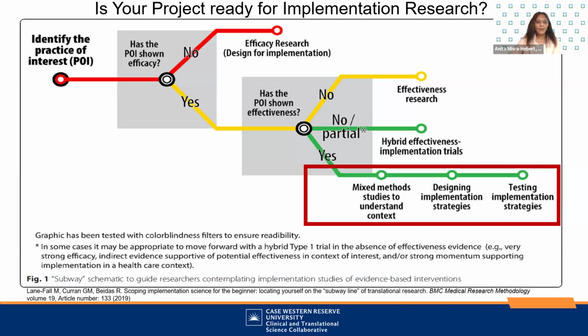A lot of people will come and speak to us about projects that maybe are at this stage where it hasn't shown effectiveness yet, but they would like to test effectiveness and implementation at the same time. There is a study design in implementation science called a hybrid trial where you can do that, but that is not a pure implementation project.